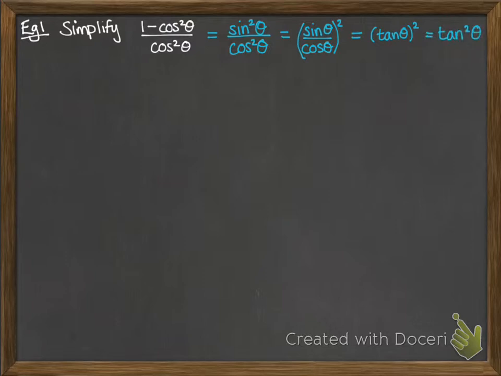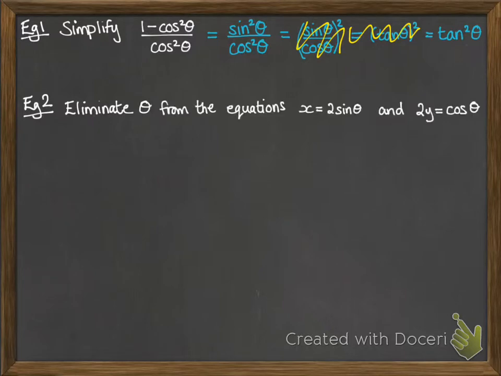Now in reality, when you get used to doing these, you don't need those middle two steps. You can go straight from sine squared over cos squared equals tan squared. I just thought it would help you to see them. Okay, so example number 2. Eliminate theta from these equations.